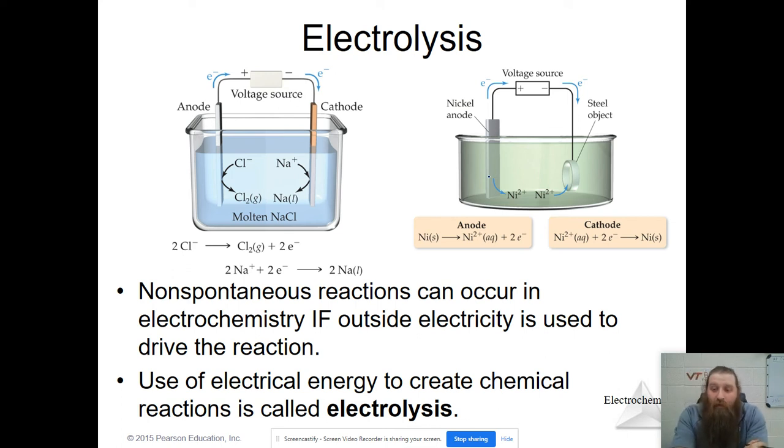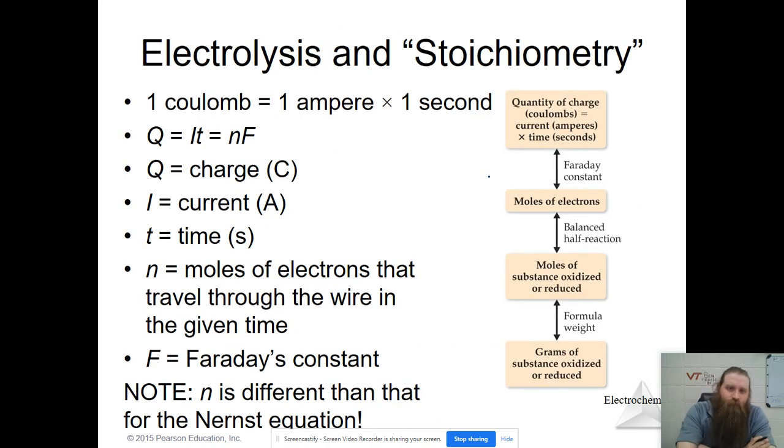So if you want to plate something, like, let's say you want to plate nickel onto steel like they have in this picture on the right, or whatever you want to plate, we use electrolysis to get that to happen. Now, the stoichiometry behind electrolysis is pretty simple. Use these four little bubbles on the right.